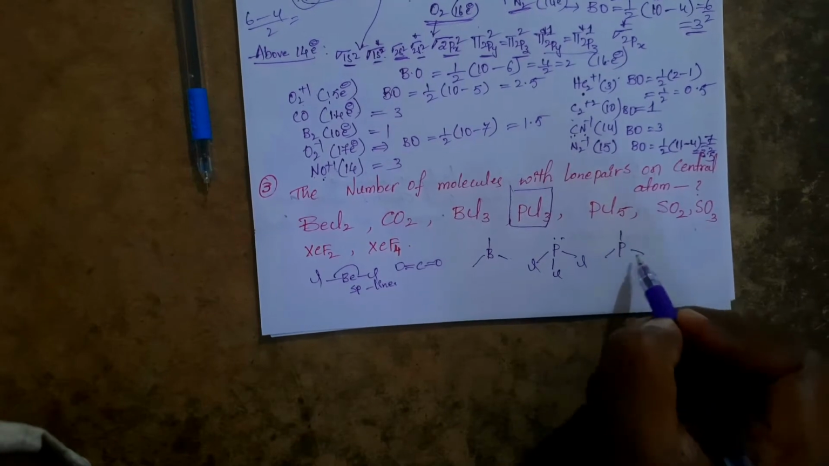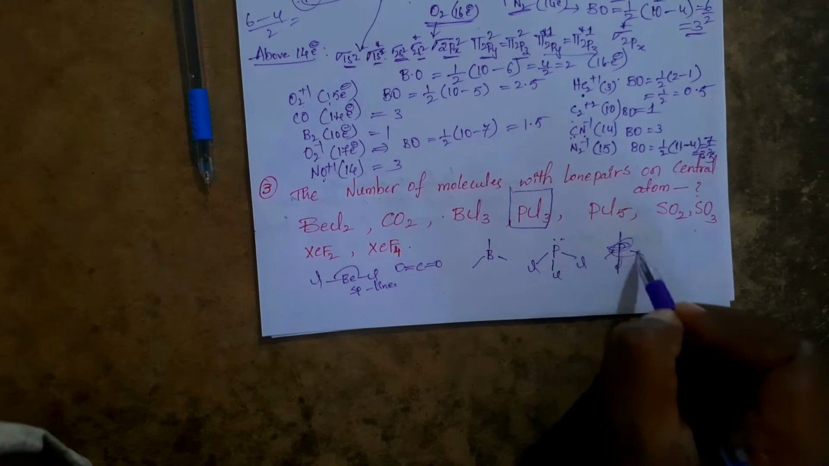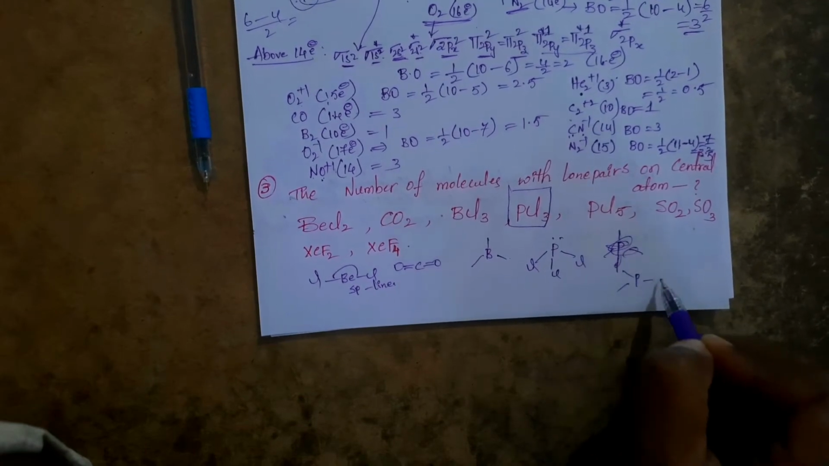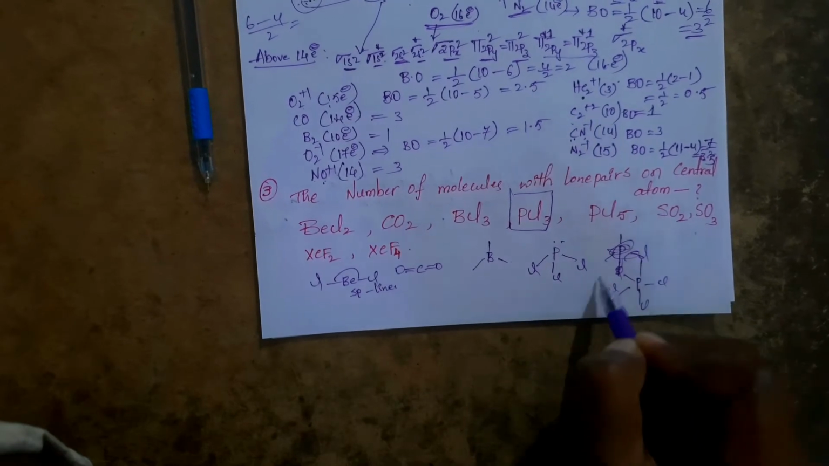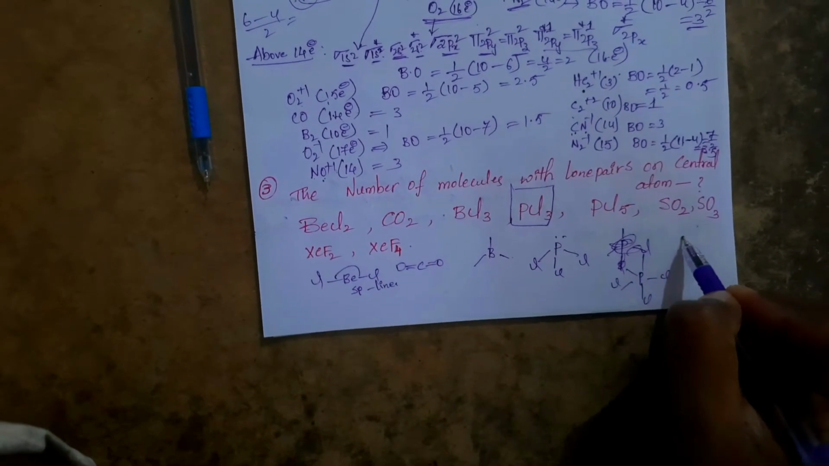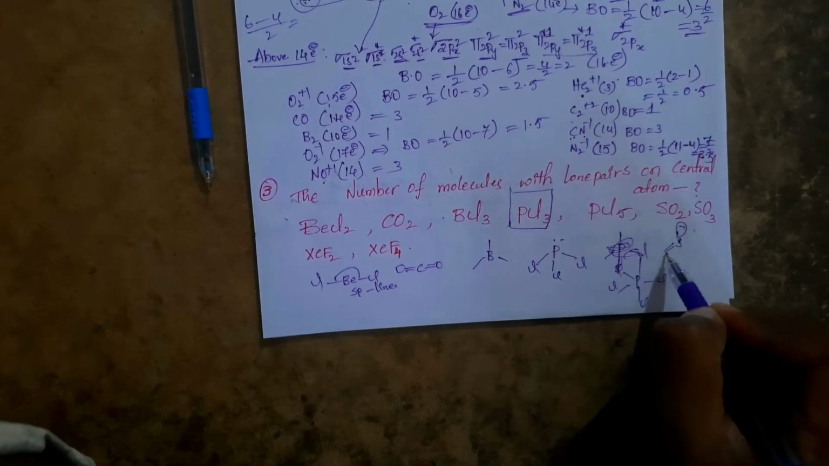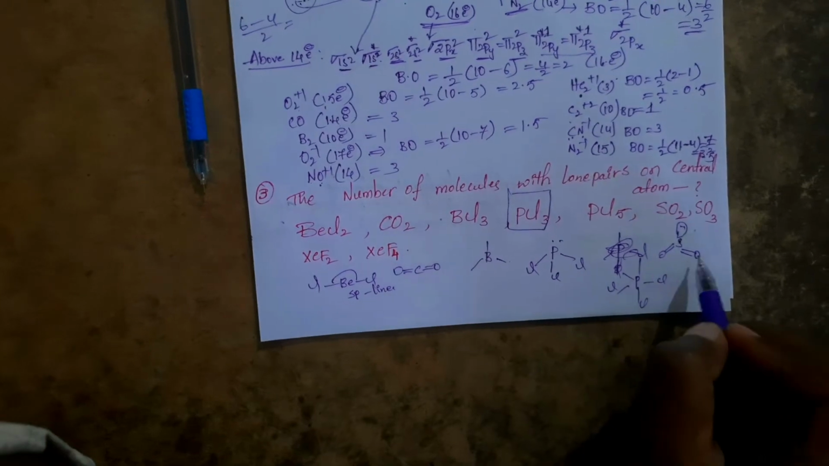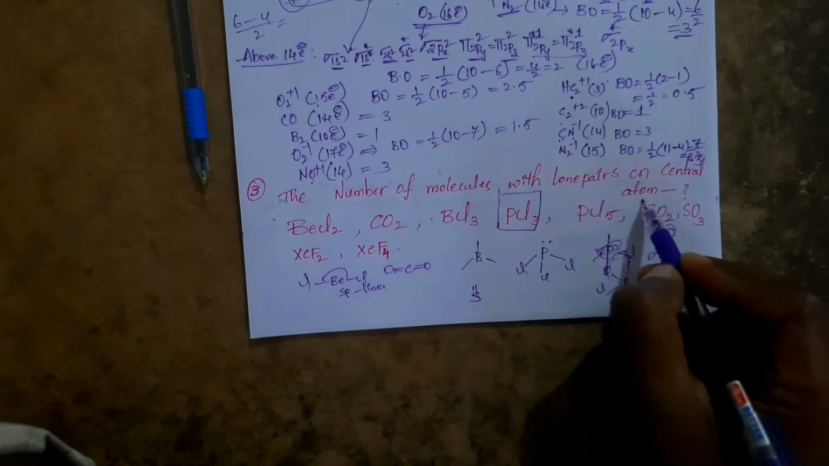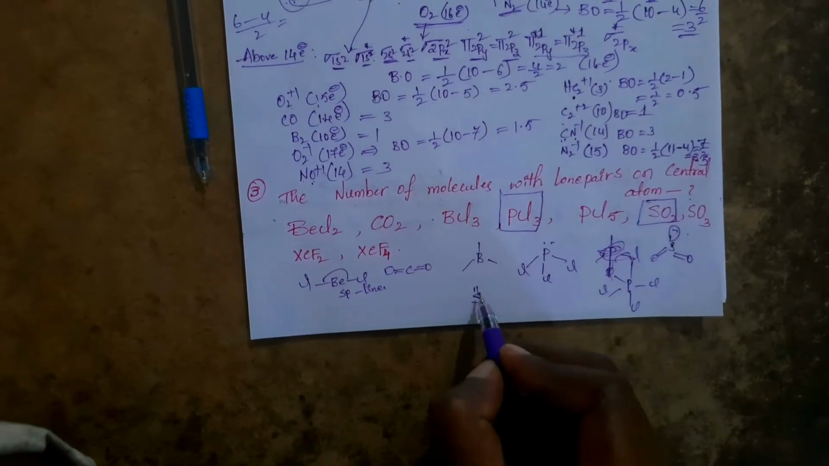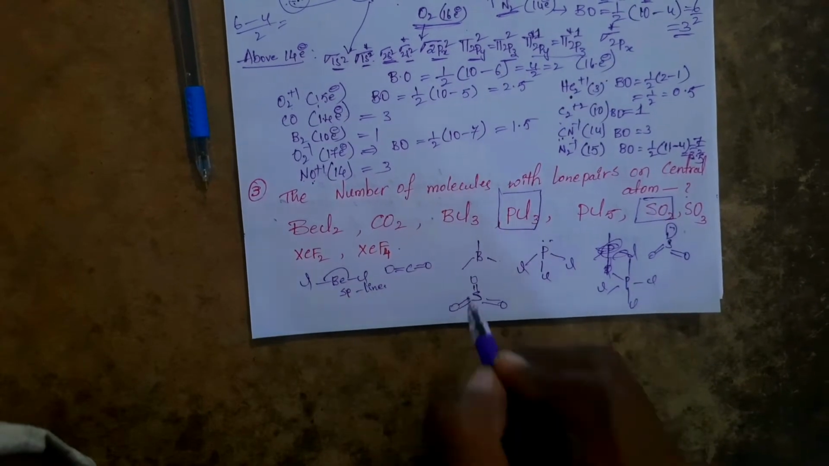PCl5, phosphorus can form 5 bonds. So that is trigonal bipyramidal. 3 chlorines are on the plane and 2 more chlorines will be perpendicular. There are no lone pairs at all. In the SO2 molecule, one lone pair will be there, and 4 bond pairs. Out of those, 2 will be sigma and 2 will be pi bonds. SO2 has one lone pair. Now in the SO3 molecule, there are no lone pairs of electrons. 6 electrons are involved in 6 bonding.